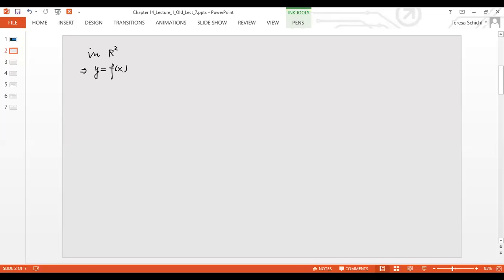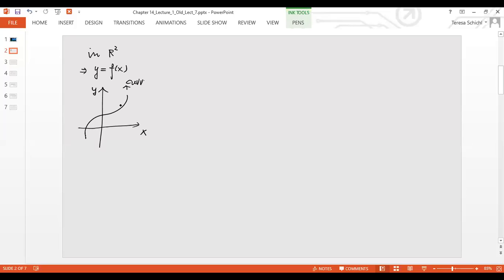So the graph of these functions is in the R2 space, R2 coordinates. So it's x and y. The graph of this function is a curve, right? Or we can say it's a line, but the curve is a general term for a line also. So it's a curve here.